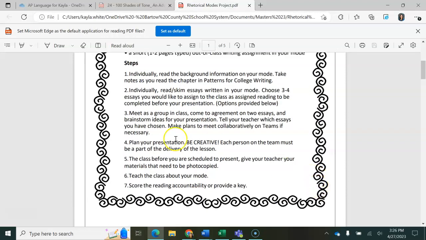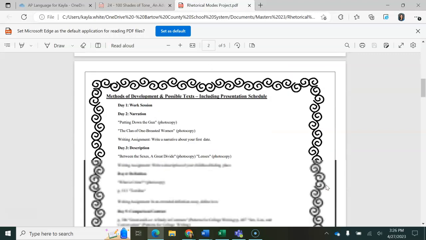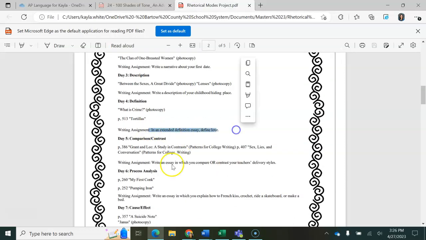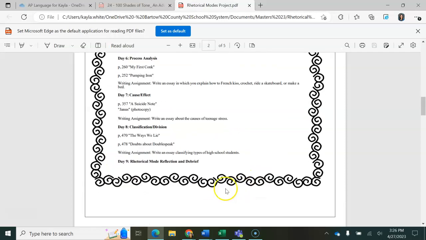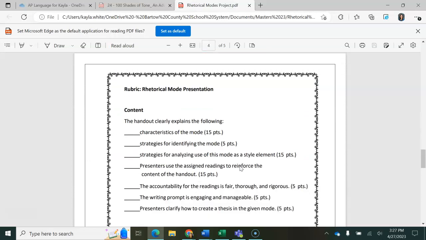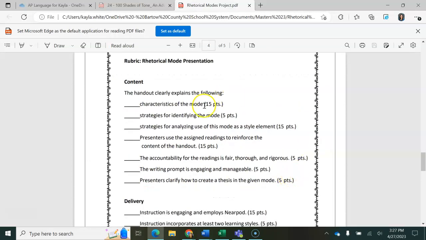So I've provided steps here for each of the students to follow. I've provided the methods of development and possible text that they could choose if they wanted to, already pick from a very specific segment of provided text. Also, they had autonomy in choosing ones that they found more engaging or more familiar. Each had a writing assignment that went along with it. And then by day 9, they are reflecting and debriefing. This lesson plan template I just added in here as a helpful resource, something that all teachers can use. And then here's the rubric broken down by points.